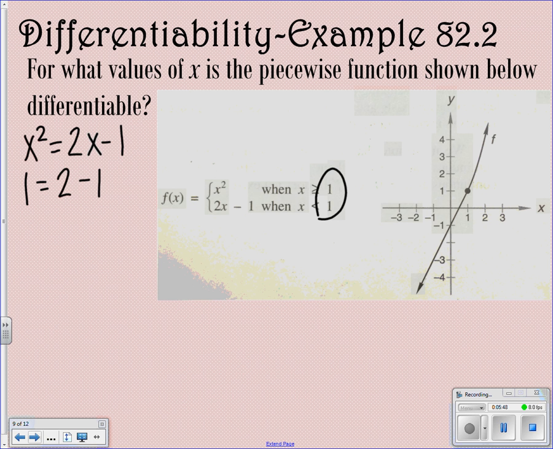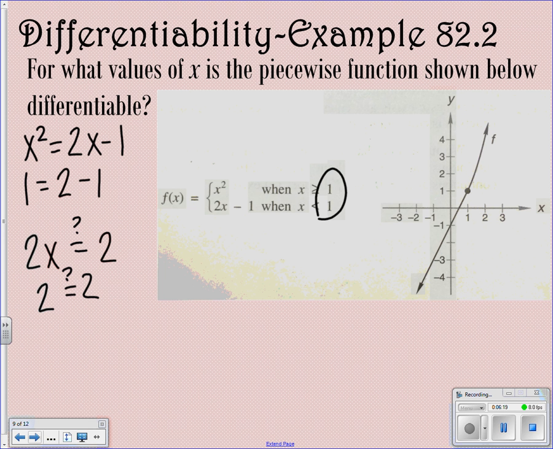But it asks for differentiability. So we need to take the derivative of each piece. The derivative of x squared is going to be 2x. The derivative of 2x minus 1 is going to be 2. And now we need to know, do those actually equal each other? Well, we plug in our 1 for our x and we get 2 equals 2. Do those equal each other? Yes.